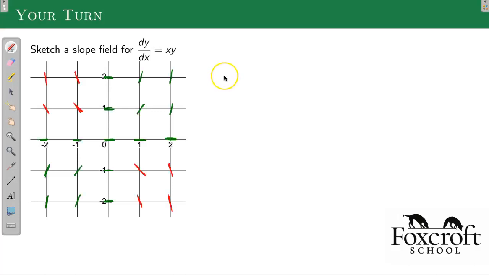And here's something like what the solution should look like. Pretty much when either one of them is 0, the whole thing is 0. So you get all these flat, horizontal tangent lines on the axes. And then you get 1s, some 2s. 2s are steeper than 1s. And then some 4s. 4s are steeper than 2s. So you can see as I go out away from the origin, these lines just get steeper, whether in the negative or positive direction.